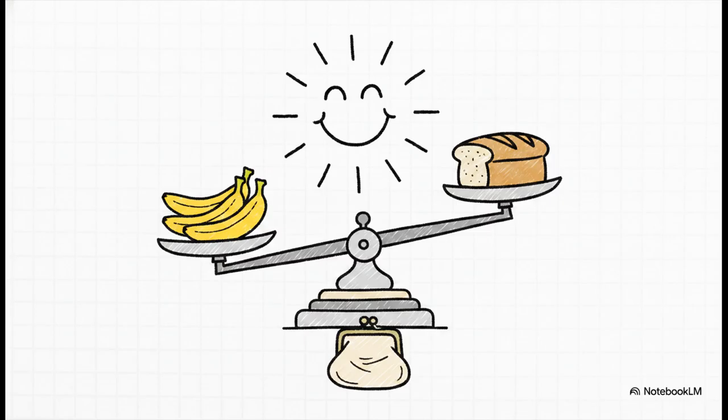Looking back at her data, she finds this exact balance when she buys 3 bananas and 1 loaf of bread. For both of those choices, her MU divided by price equals exactly 3. And check this out. 3 bananas at 1 beer plus 1 bread at 4 beer perfectly exhausts her total income of 7 beer. She has mathematically optimized her happiness.